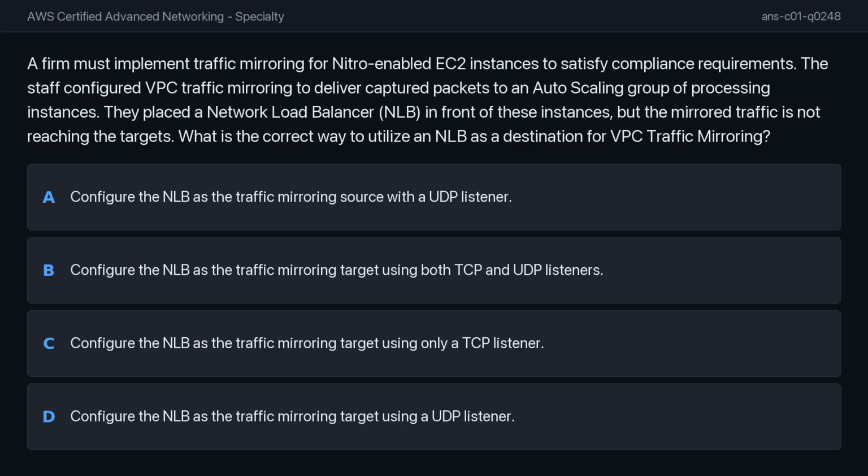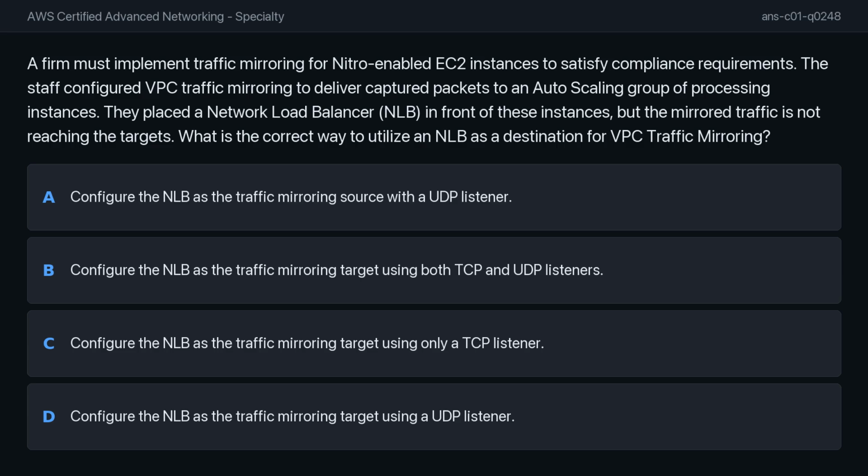A firm must implement traffic mirroring for Nitro-enabled EC2 instances to satisfy compliance requirements. The staff configured VPC Traffic Mirroring to deliver captured packets to an auto-scaling group of processing instances. They placed a network load balancer in front of these instances, but the mirrored traffic is not reaching the targets. What is the correct way to utilize a network load balancer as a destination for VPC traffic mirroring?